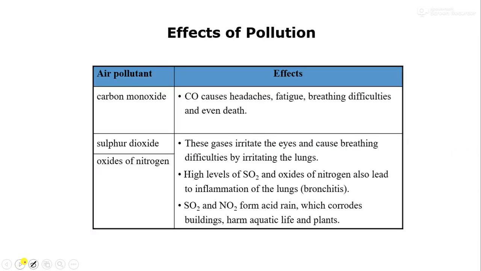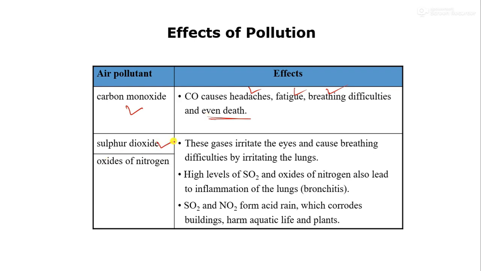Now, air pollutants and their effects. Carbon monoxide. It may cause headache, fatigue, breathing difficulties, and even death. So it is very dangerous for you if you are burning something in a closed area. Avoid burning in closed areas and start burning in open areas, so that carbon monoxide will not be produced.